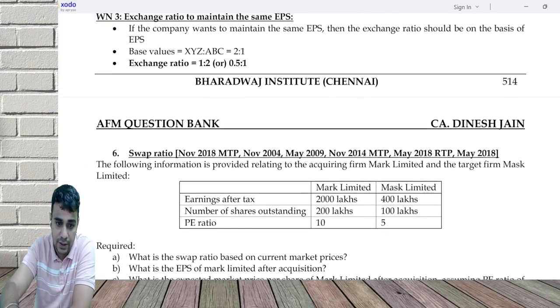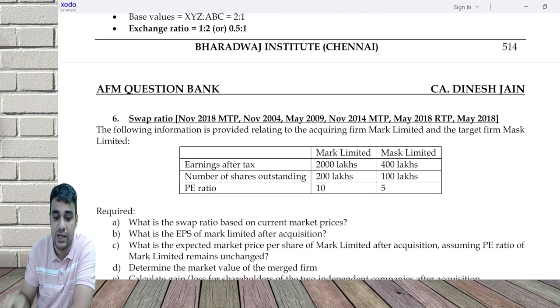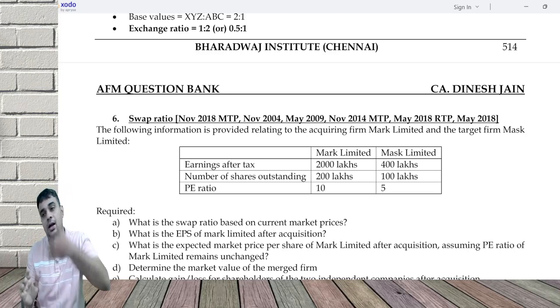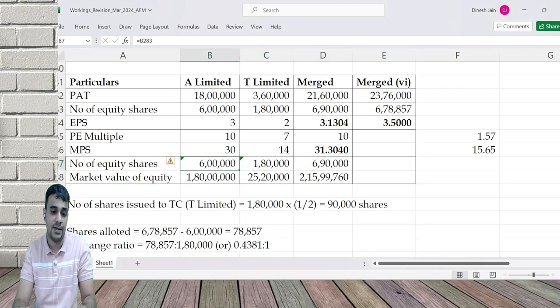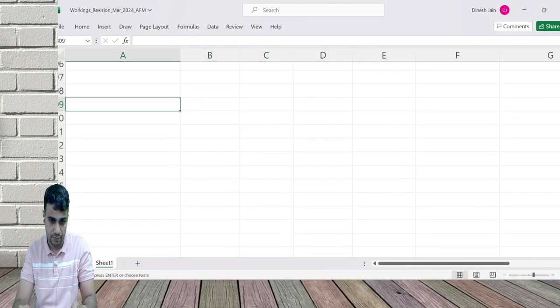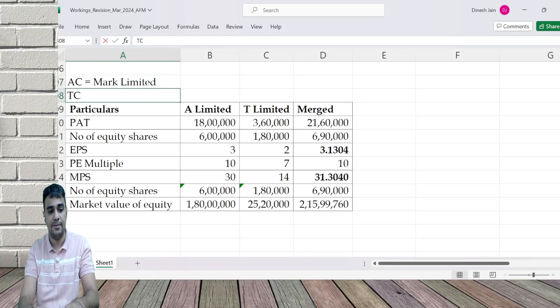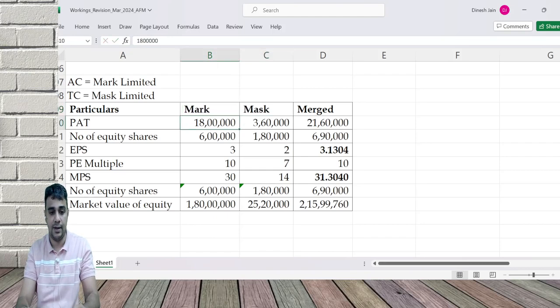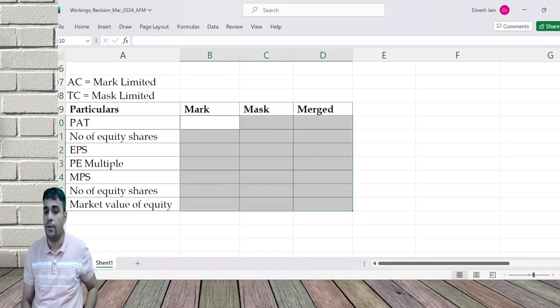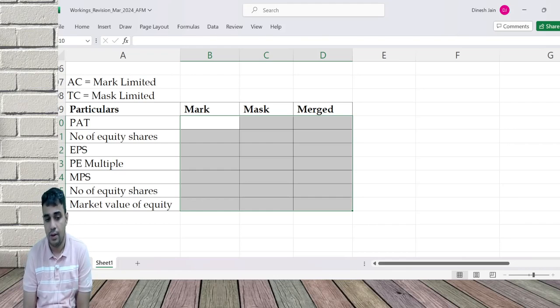Let's go back to this question. Why did I discuss what these exchange ratios are? Because here they are saying the exchange ratio is on the basis of the current market price. They have not given the exchange ratio. Let's put it in our format. Particulars: Mark, Mask and Merged. Which is the AC? Every question, first write AC and TC. Mark Limited is AC, Mask is TC. We'll put it first for the two individual companies, and then for the merged one.